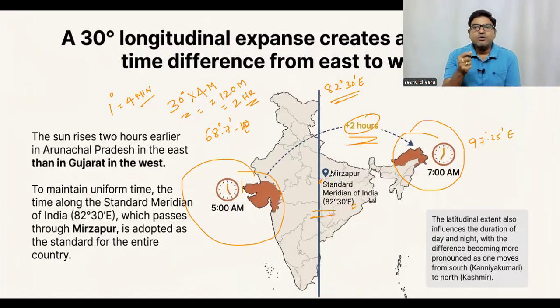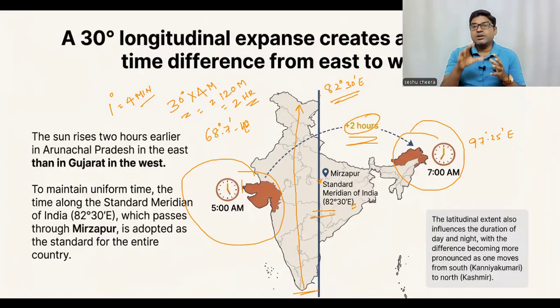When it becomes more pronounced as one moves from south, Kanyakumari, towards the Kashmir region or north. When we are moving from here, as we go upwards, we can see the daytime variation also coming when you look predominantly at the latitudinal aspect. Areas closer to the equator experience a larger daytime when compared to those far away from the equator.